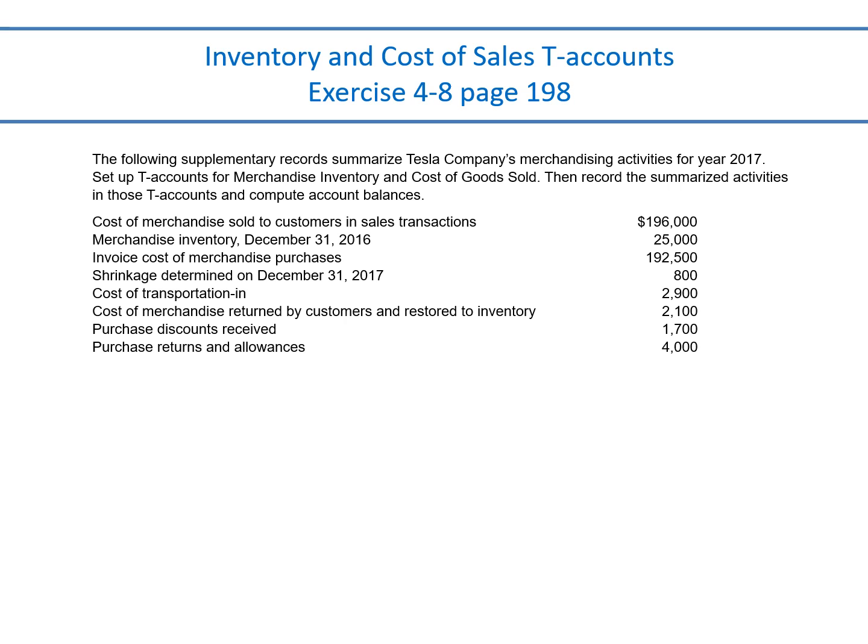All right, so inventory and cost of sales T accounts. The following supplementary records summarize Tesla Company's merchandising activities for 2017. Set up T accounts for merchandise inventory and cost of goods sold, and then record the summarized activities in those T accounts and compute the balances.